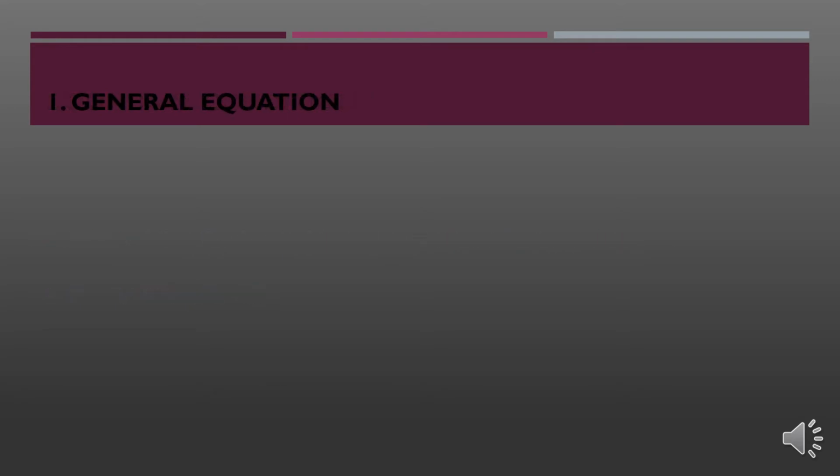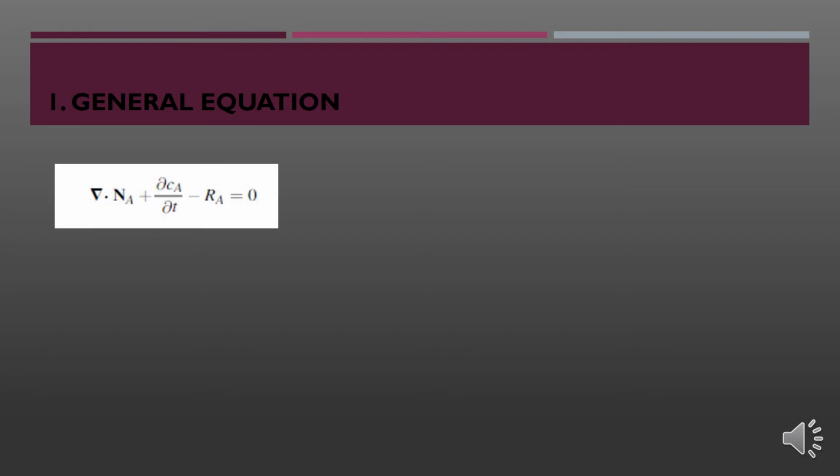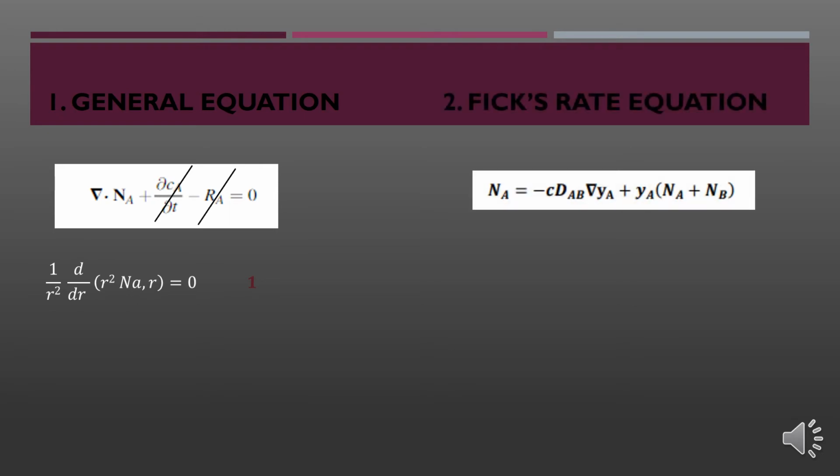So the first step in solving this problem is to set the general equation. We assume that the change of concentration with respect to time is minimum and it's a non-homogeneous reaction, so we can cancel those terms. And we have our final equation for spherical coordinates. The second step is to develop the flux equation. These two terms are cancelled because we are only working with one substance, that is the ethanol. And so we have our second equation.